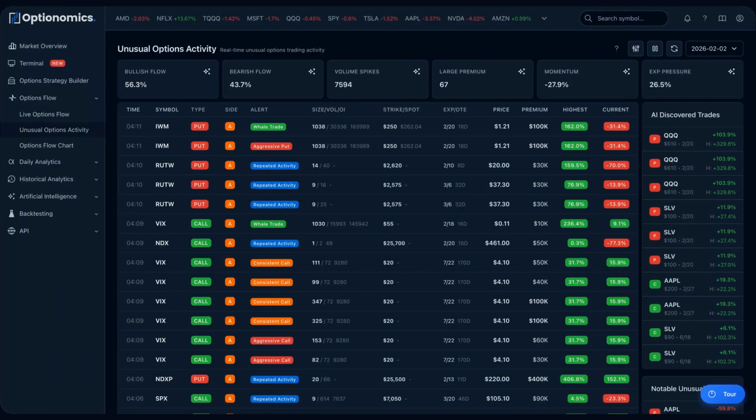What if you could actually watch what the biggest players in the market, the so-called smart money, are doing with their options trades right as it happens? Not after the fact, not in a delayed report, but live in real time. That's exactly the power we've built into this tool. Let's dive in and explore how it works.